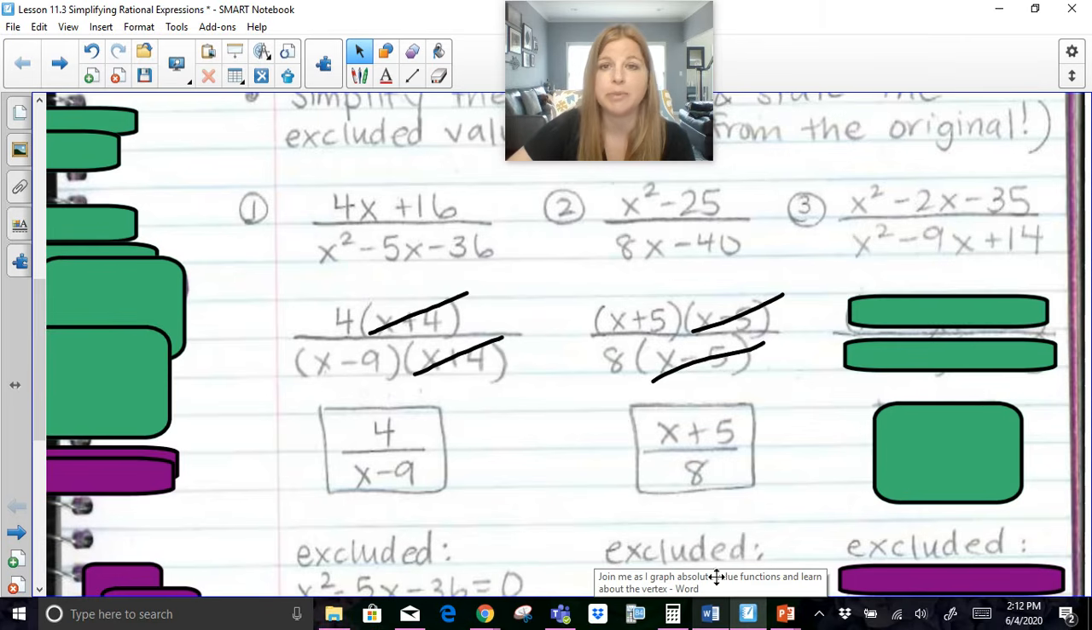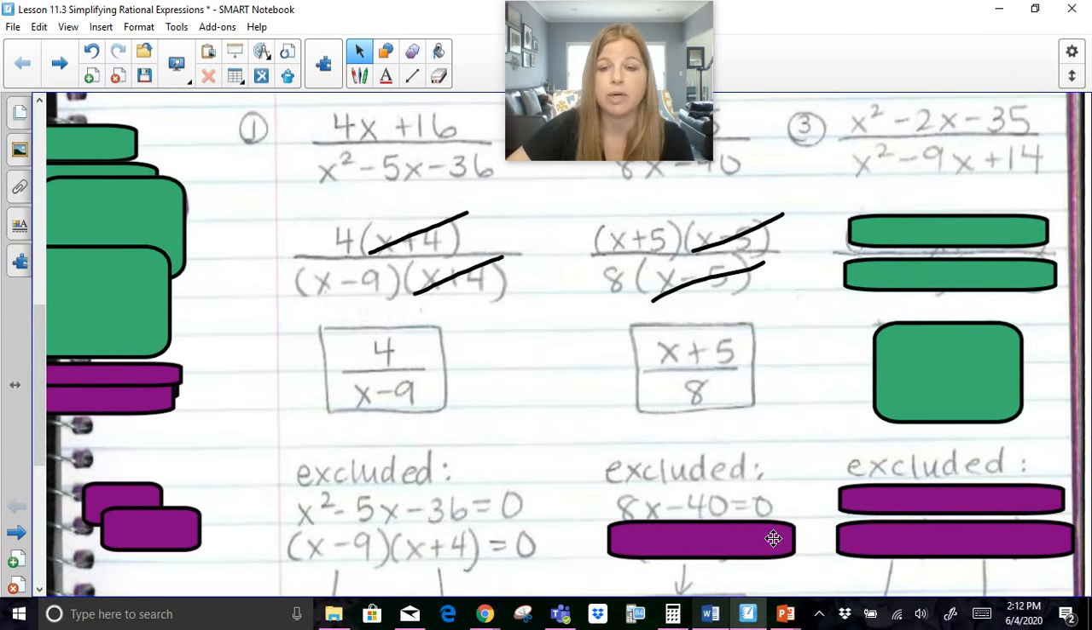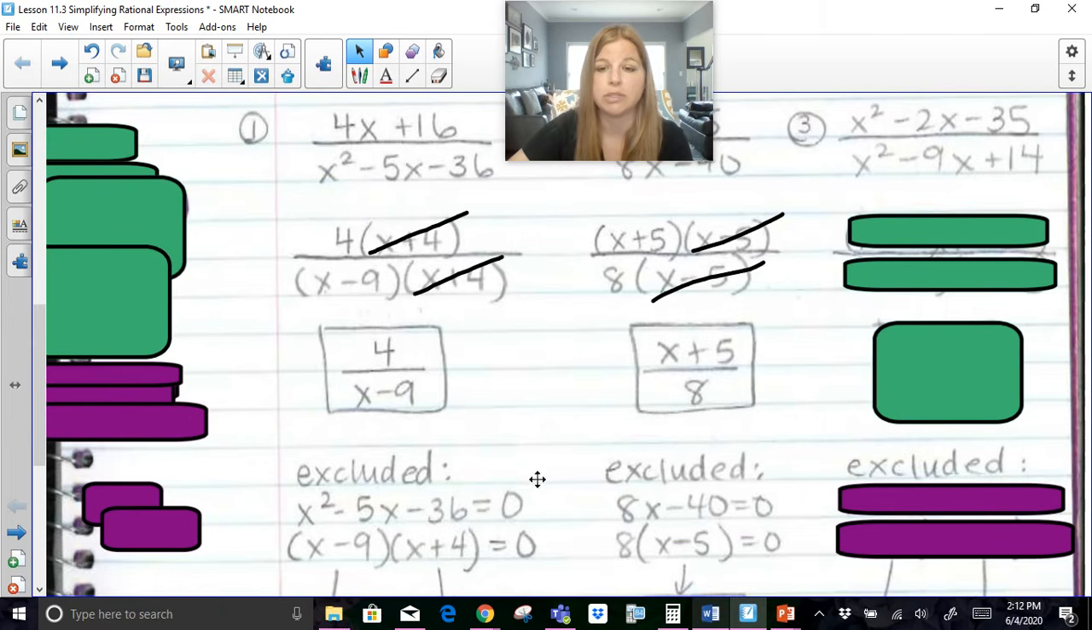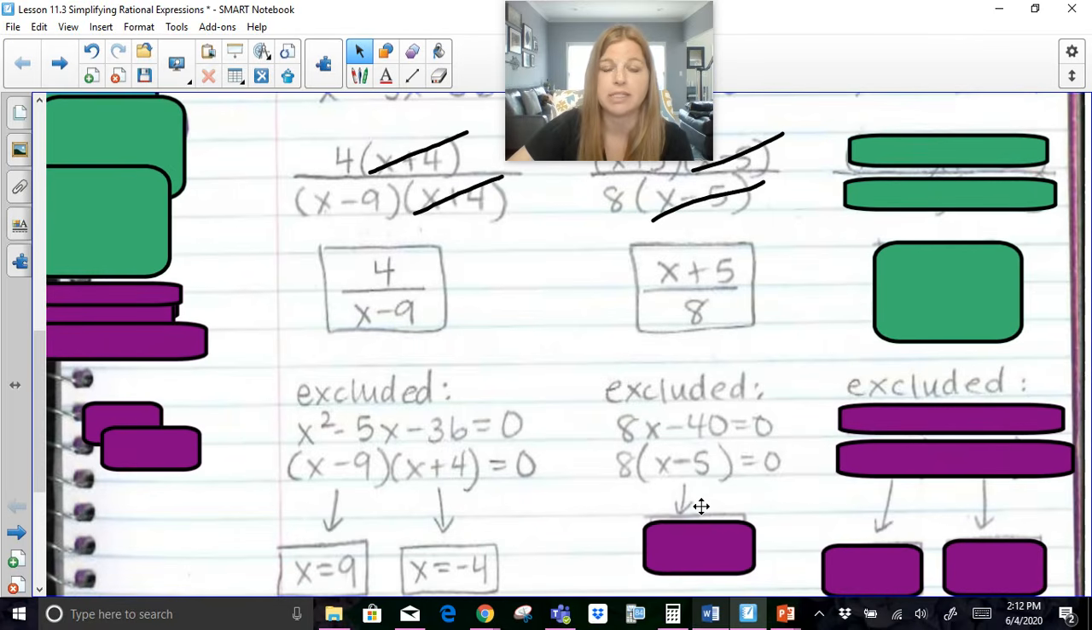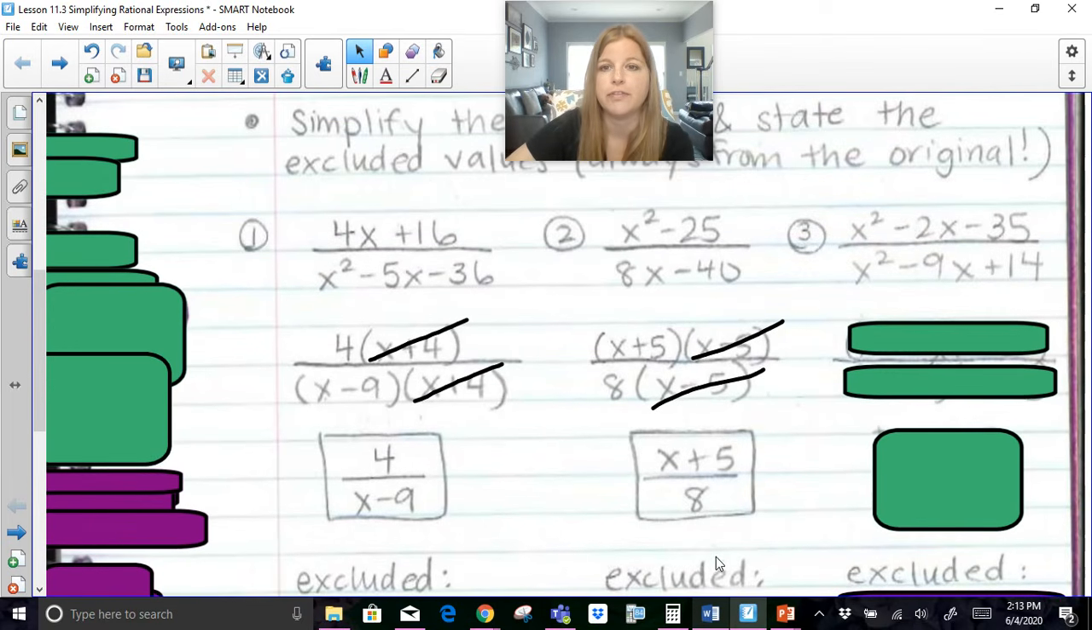Now, the excluded values. Remember, we don't go from this answer, we go from the original. So my excluded values would be to do 8x minus 40 equal to 0 and solve. I would add 40, or I could factor out an 8 here, which is what I did. You could add 40 and divide by 8, or simply factor and then set x minus 5 equal to 0, and we would get 5 as our solution. Again, you would get the same thing if you took this equation and added 40 and divided by 8. So my excluded value is 5.